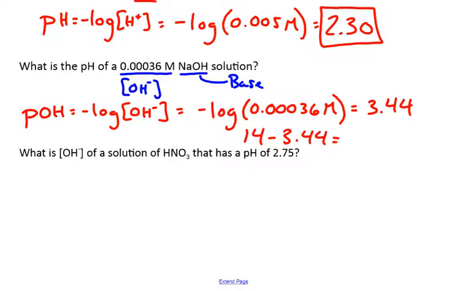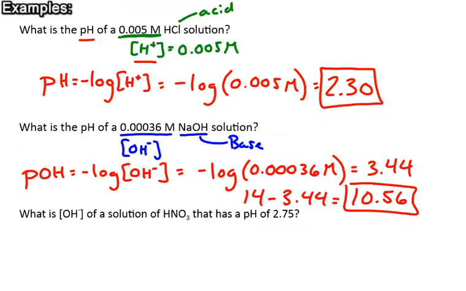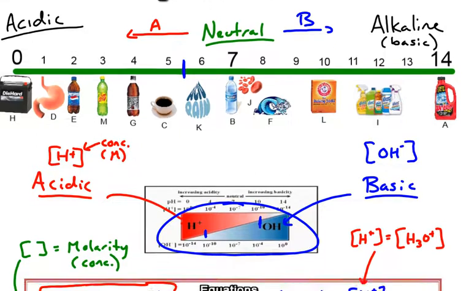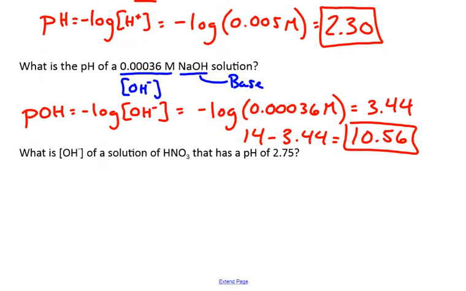Okay, because you're dealing with a base, it should be greater than 7. Okay? Again, neutral's here. So anything on this side is acidic. Anything on this side is basic. So if it's greater than 7, it better be basic. I'm dealing with a base, so this makes more sense. This is lower than 7, so this is acidic, right? This is greater than 7, so this is basic.